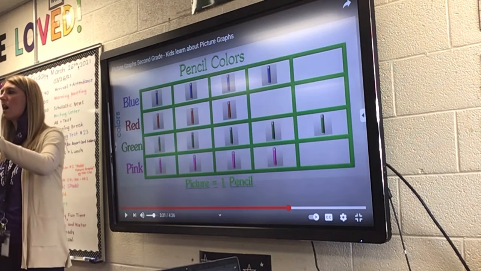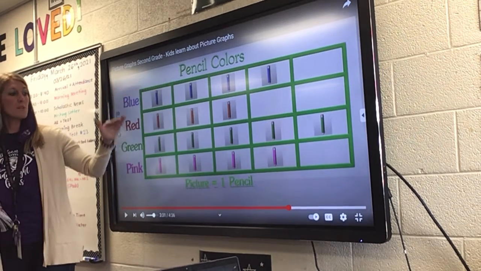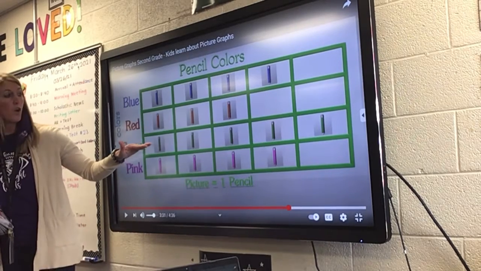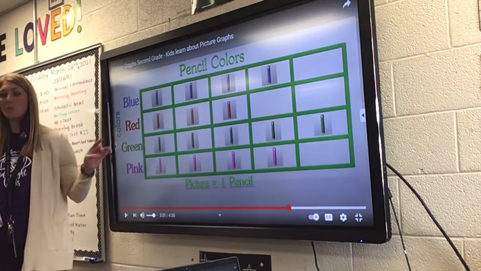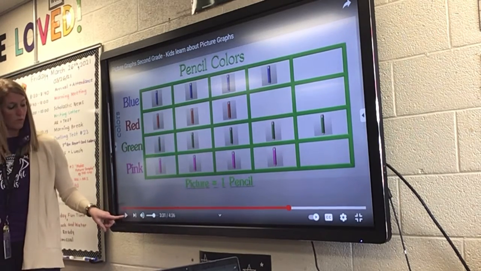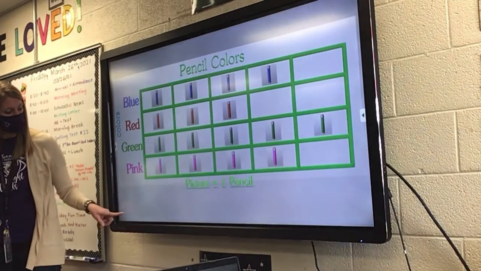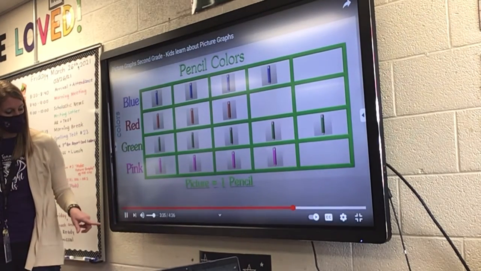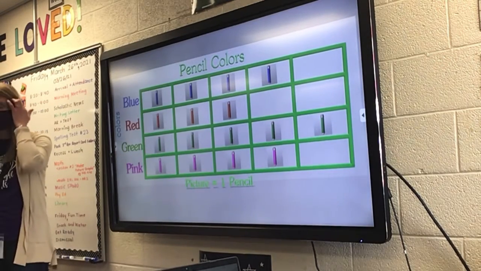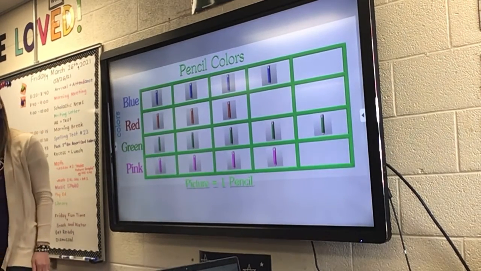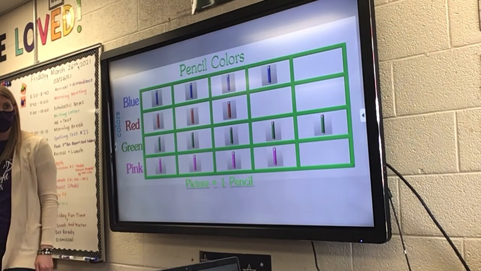The question is, are there more blue pencils than green? No. Because look, there's only 4 blue pencils. There's 5 green. So that answer would be no. If we look at the picture graph, we can see that the answer is no. There are more green pencils than blue. We can tell that by seeing more green pictures than blue.